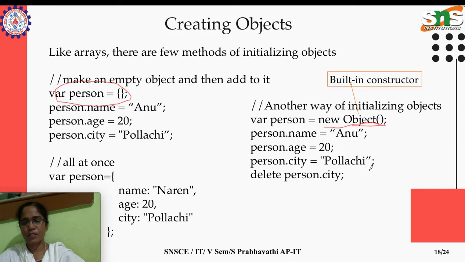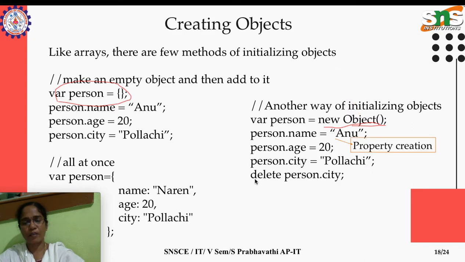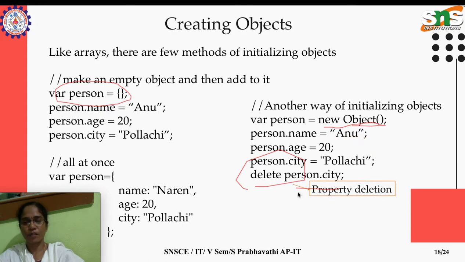This is nothing but creating the object's property values, and of course dynamically we can delete one of the properties using the delete keyword: delete, then the object name dot one of the property names. This will delete the property dynamically.